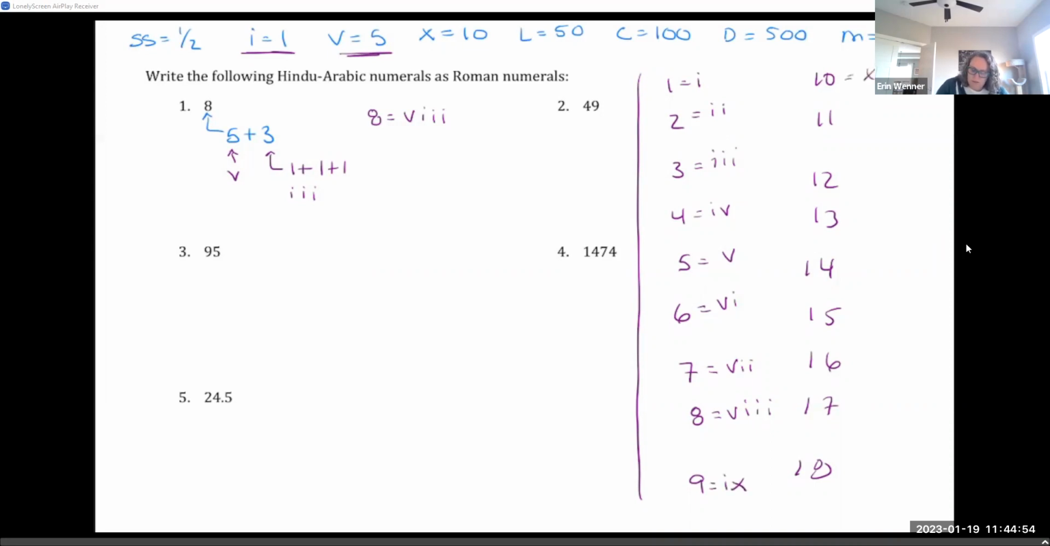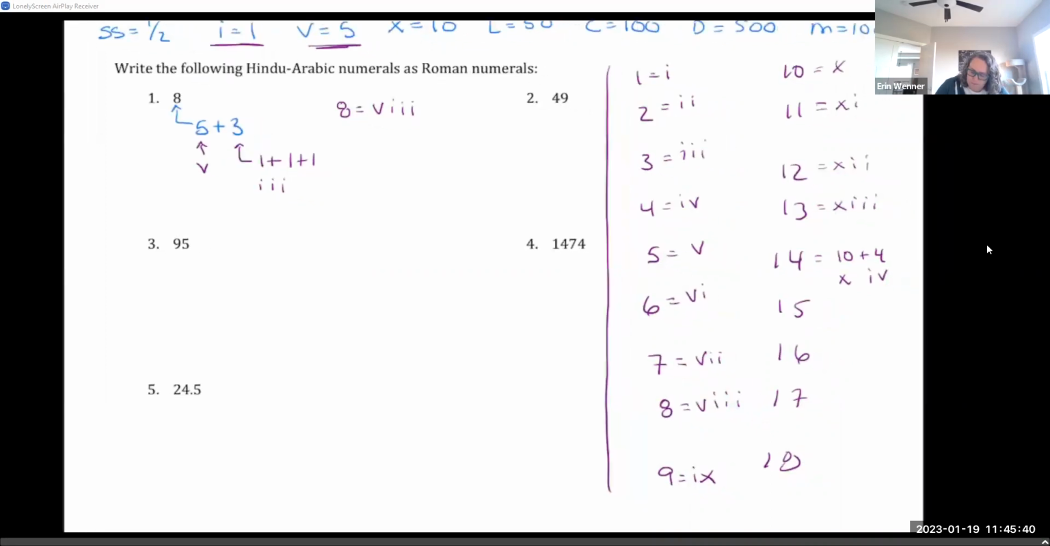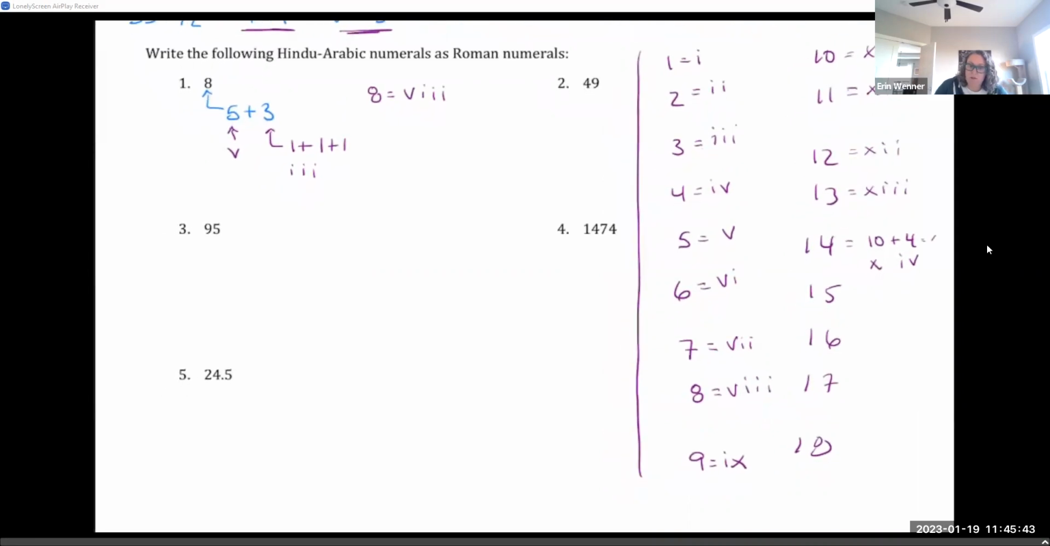Then 10 is X, 11 is XI, 12 is XII, 13 is XIII, and then does anybody want to take a guess at what 14 is? If we want to break this up, what two numbers add together to be 14? We can think of 14 as being 10 plus 4. I use the number 10 because it's one of those building blocks we have. It's X. We already know the number 4 is IV, therefore the number 14 we would write as XIV.